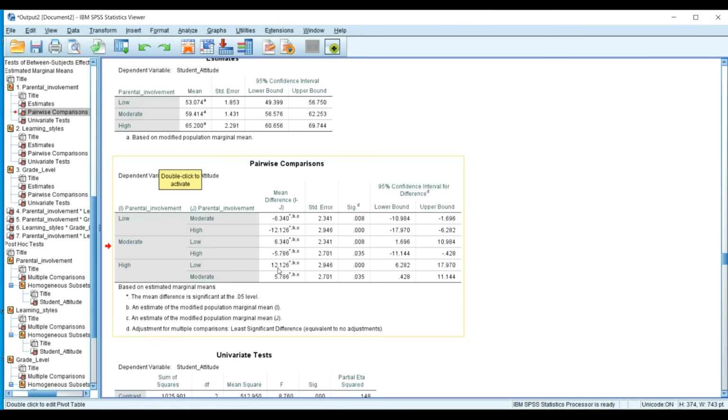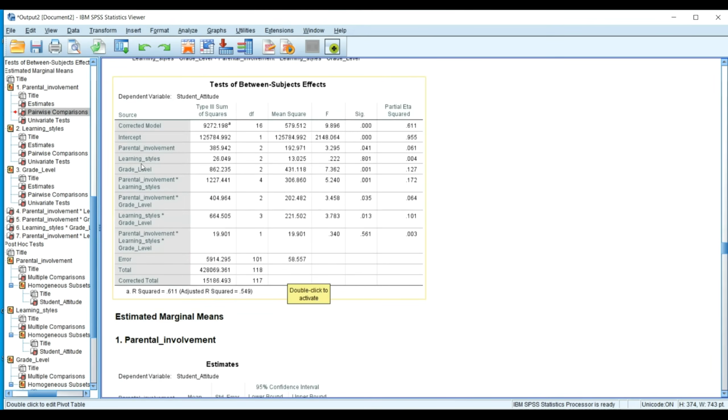The mean difference is 12.126 when compared to low, and when compared to moderate parental involvement, it is 5.786, which gives us evidence of how the different levels of parental involvement contribute to students' attitude towards science. So that is for parental involvement.